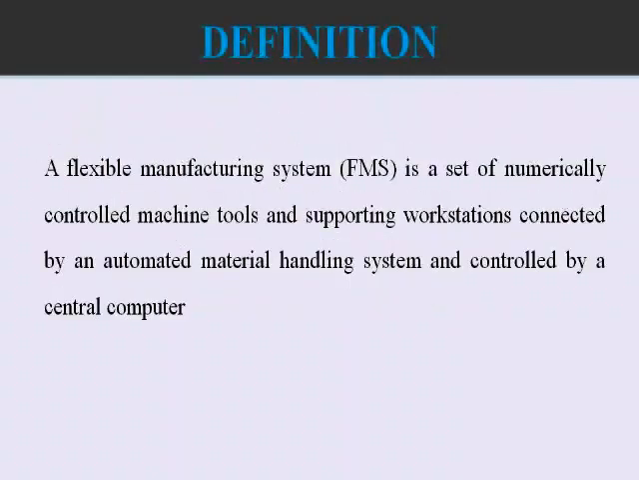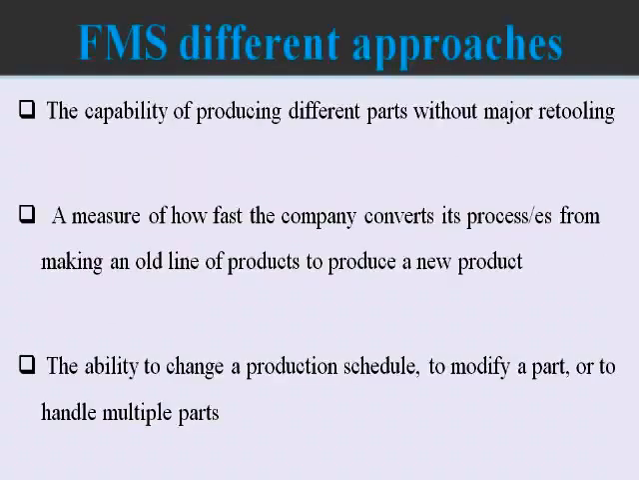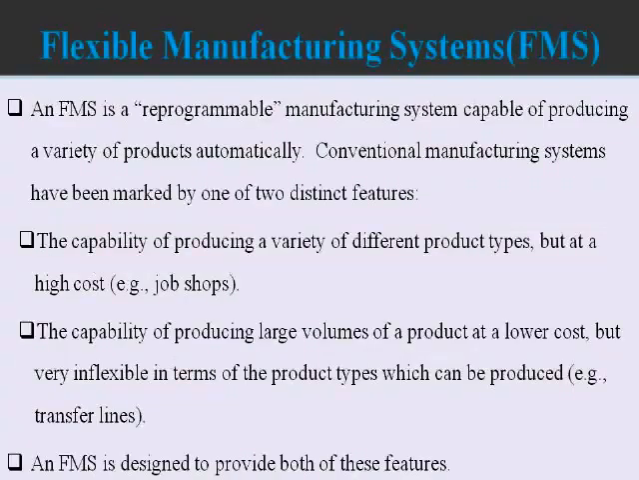A flexible manufacturing system is a set of numerically controlled machine tools and supporting workstations connected by an automated material handling system and controlled by a central computer. The capability of producing different parts without major rerouting, a measure of how fast the company converts its processes from making an old line of product to produce a new product, and the ability to change a production schedule to modify a part to handle multiple parts, are all called different flexibilities. An FMS is a reprogrammable manufacturing system capable of producing a variety of products automatically.